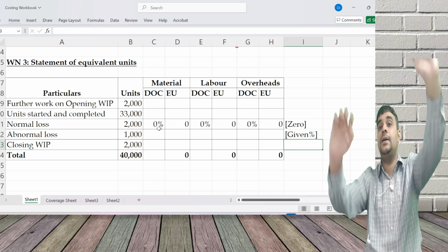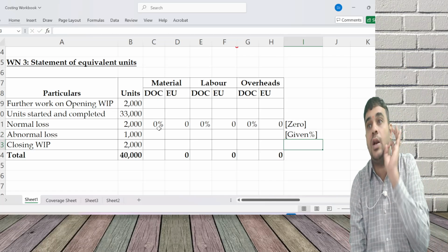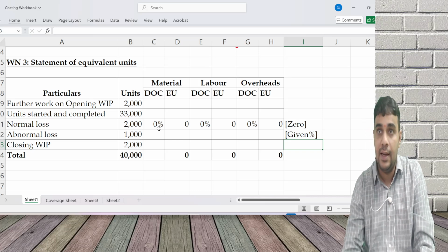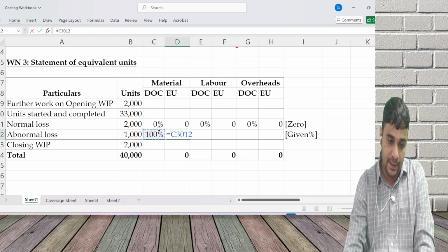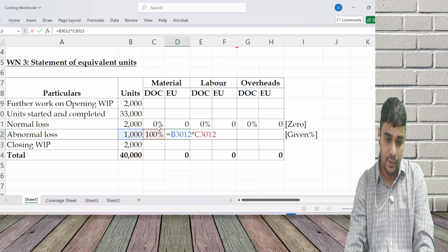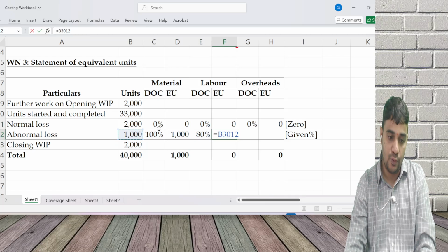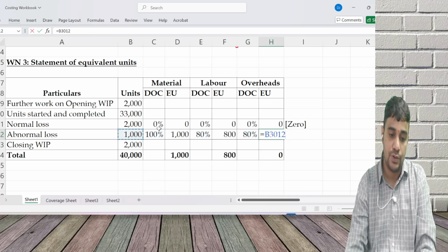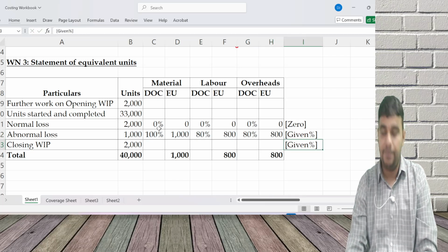Now, for abnormal loss the rule is the given percentage. Why given percentage? Because it is not mandatory that I spend all the cost; I could have spent a little less. So in this case, we have spent 100% on material, 80% on labor, so 1000 into 80%, and 80% on overhead, which is again 1000 into 80%. Any doubts on this? Closing WIP: given percentage.